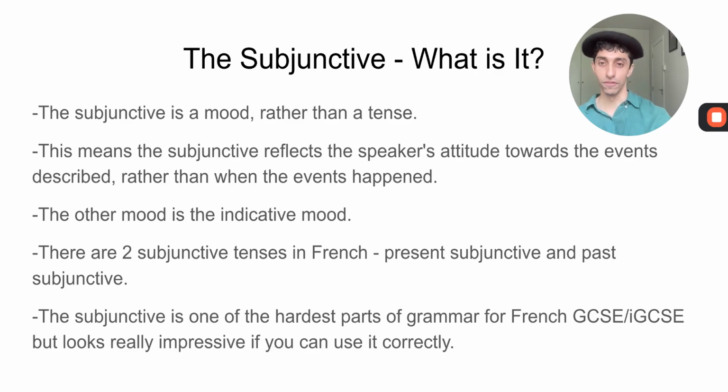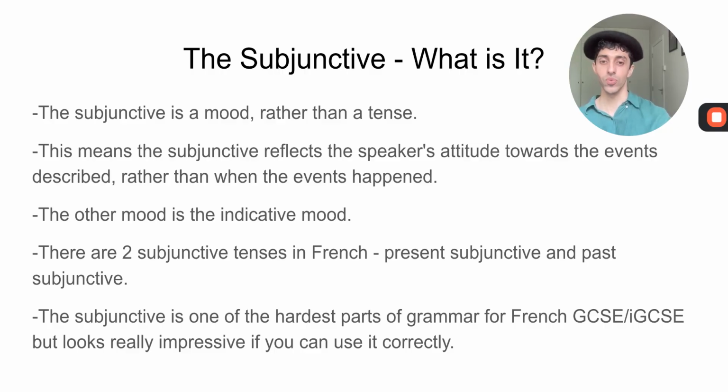And in theory, all of those tenses could potentially exist in the subjunctive mood as well. So there could be a whole load of tenses to memorize in the subjunctive mood too, just like the indicative. However, in practice, there are 2 subjunctive tenses in French, the present subjunctive and the past subjunctive.